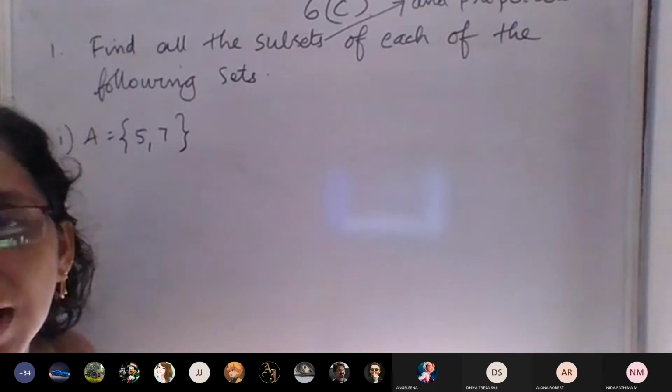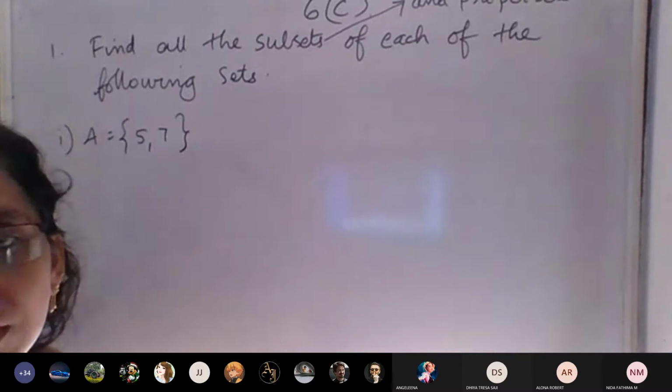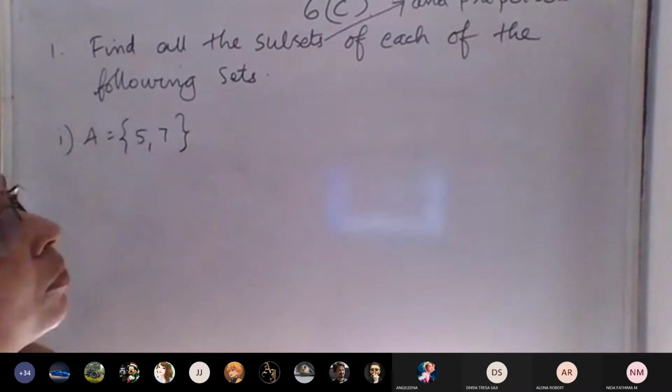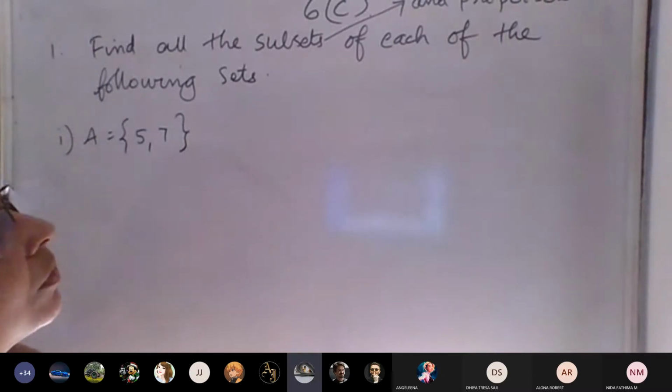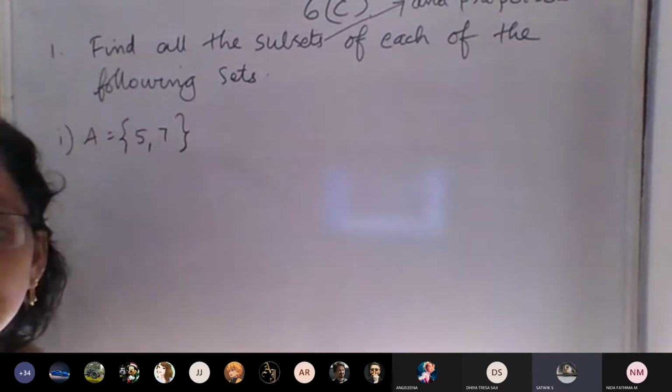Subsets, and in your text you will have only subsets. But write properly. A is equal to {5, 7}.